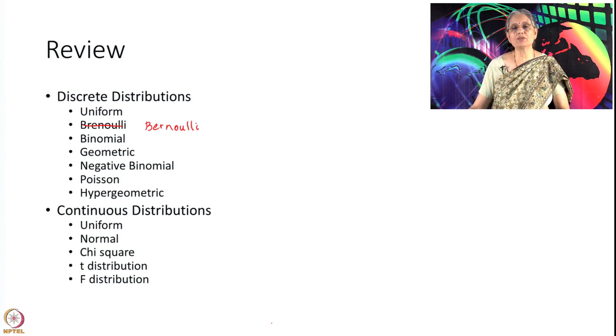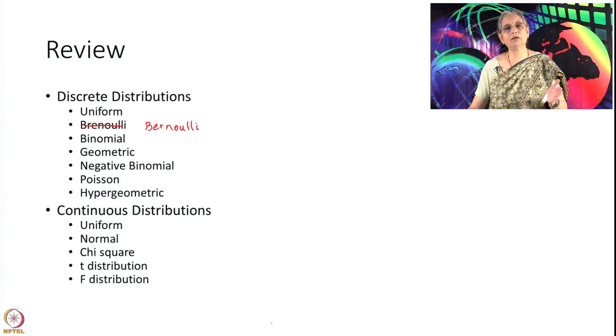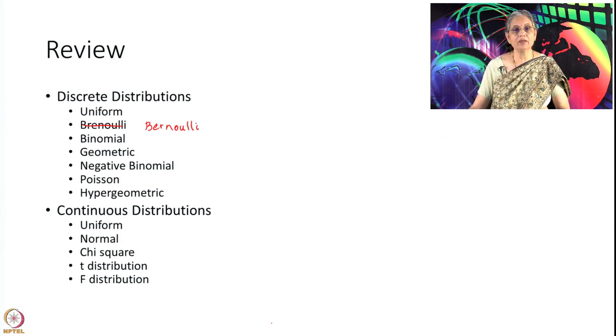Then comes the geometric distribution in which you wait till the first success occurs in your trial. So, you carry out a number of trials till the first success is encountered. Negative binomial is a generalization of geometric distribution in which you want to get the probability of conducting x successive trials to get exactly n successes. So, you have to conduct x independent Bernoulli trials until you get the nth successful trial.